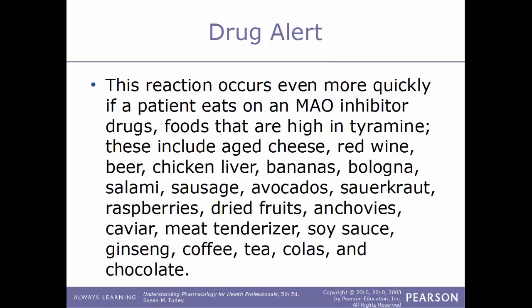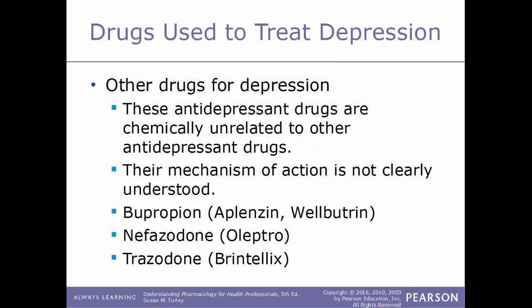Now, this reaction occurs even more quickly if a patient who is taking MAO inhibitors eats foods that are already high in tyramine, including aged cheese, red wine, beer, chicken liver, bananas, bologna, salami, sausage, avocados, sauerkraut, raspberries, dried fruits, anchovies, caviar, meat tenderizer, soy sauce, ginseng, coffee, tea, colas, and chocolate. So all those foods and drinks listed here are already high in tyramine. So eating or drinking those, and then on top of that taking the MAO inhibitor, will cause a very severe spike in hypertension.